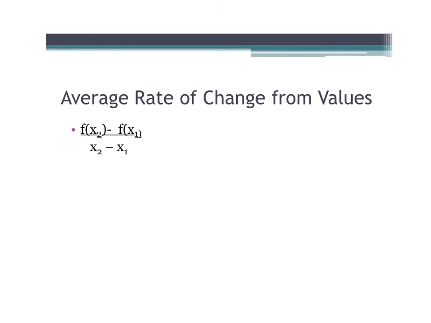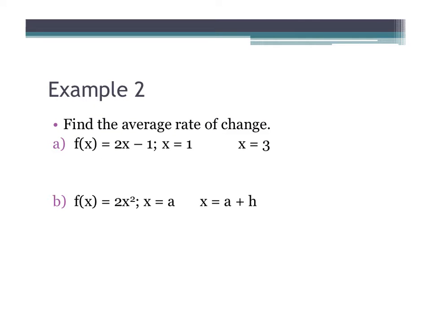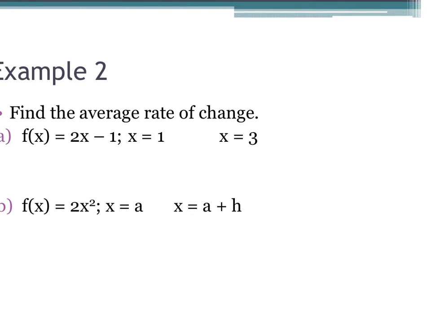If you have something like this, average rate of change from given values, I know that doesn't mean anything to you guys right now. If you look here, if they say find the average rate of change for the following, they're telling you what to use for x. So when you plug that in, what value are you getting? When I plug in something for x, what is f of x? It's a fancy way of saying y. So you can look at this and say, okay, my first point is going to be 1 comma something, right? My second point is going to be 3 comma something. You guys with me?